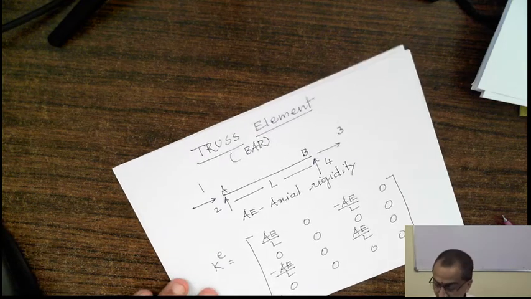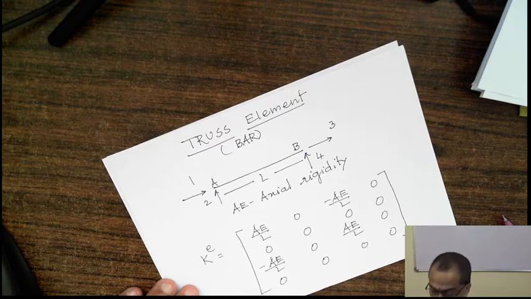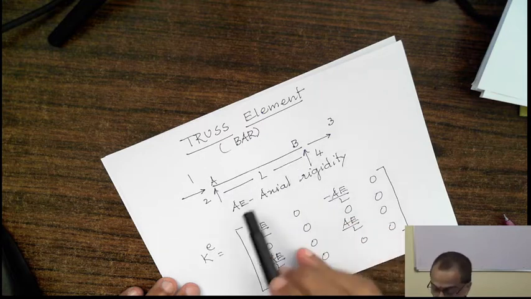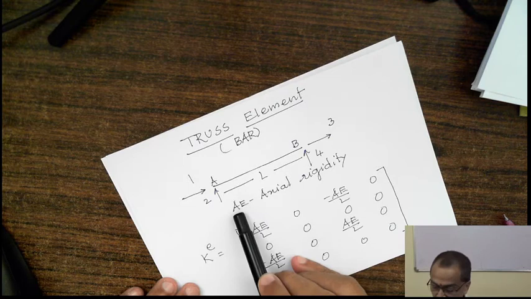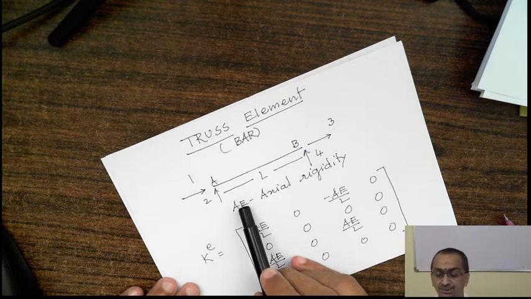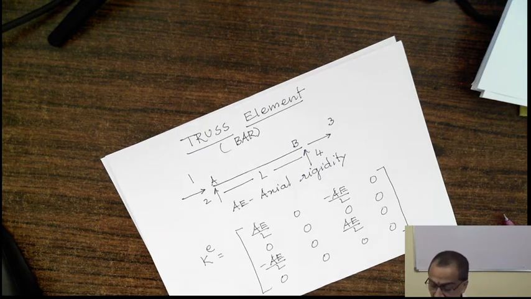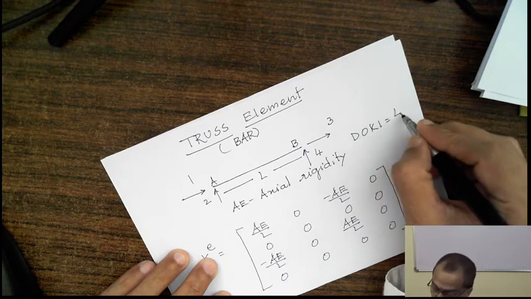Welcome friends. In our last lecture we have seen what is a truss element. A truss element is any element AB of length L and axial rigidity AE. A is the area of cross section of the member, E is the modulus of elasticity of the material of the member, and for the truss element we have seen the degree of kinematic indeterminacy is equal to 4.